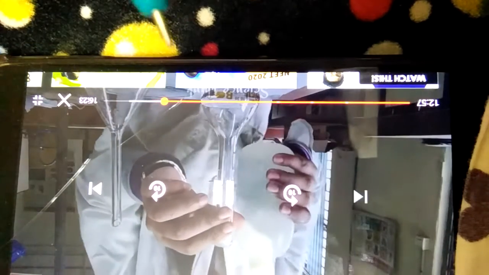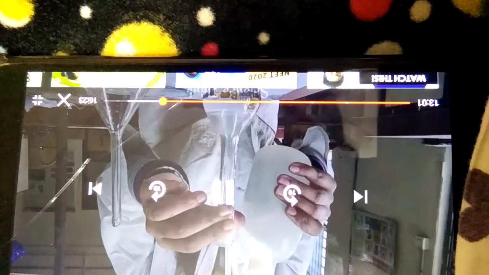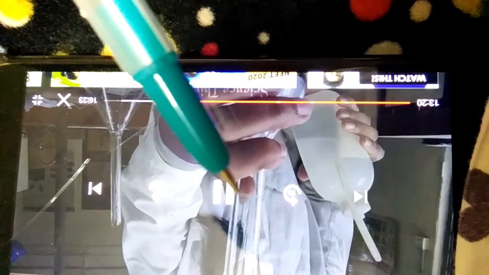Now see, with the help of the wash bottle, you have to add more solvent, that is distilled water. You have to go on adding more distilled water, and you have to make the total volume up to the mark. Students, here somewhere there is a mark. You have to see clearly the mark is there. Up till this mark you have to fill the water.